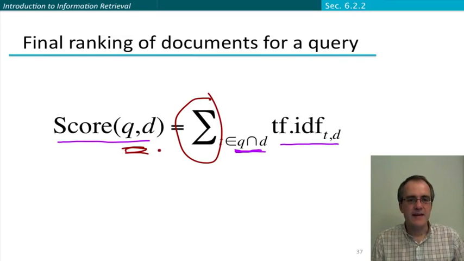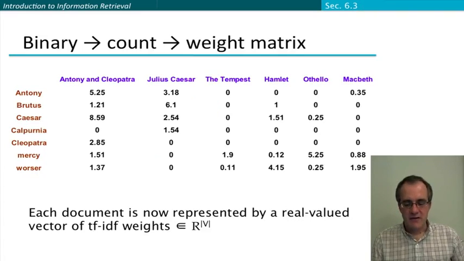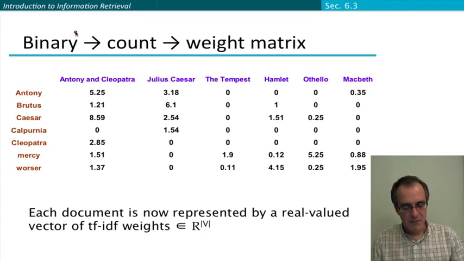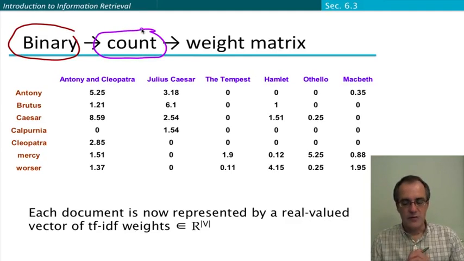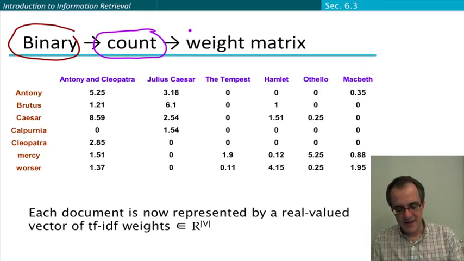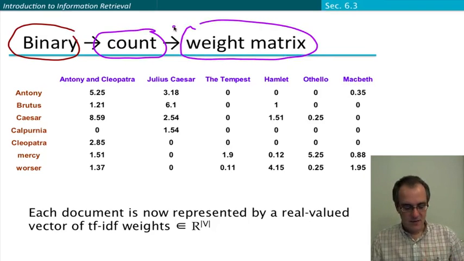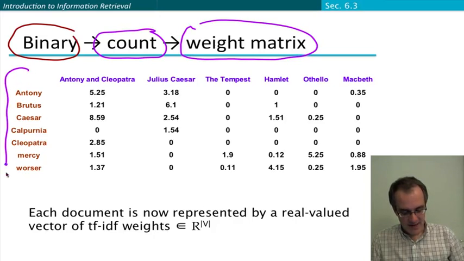So what have we done here? What we've done is we've gradually moved from first binary vectors in the original model of doing Boolean information retrieval to count vectors, which we used when we just had an unscaled term frequency, to now we have weight vectors for a document and hence a weight matrix between terms and documents. And that's now what we see here.